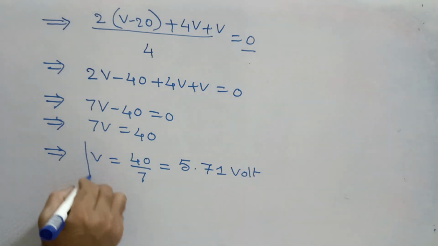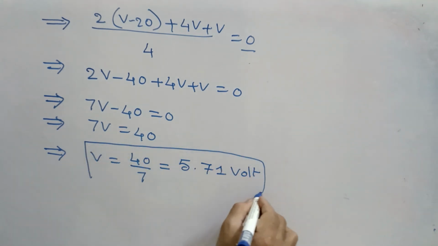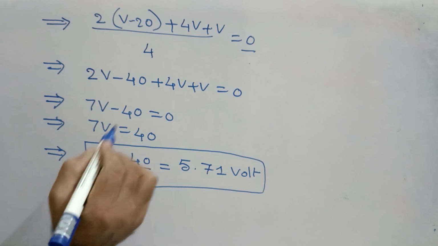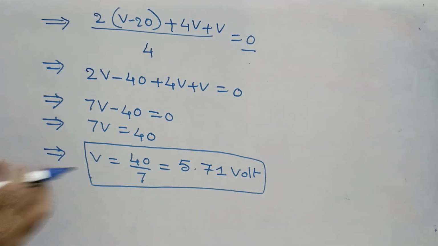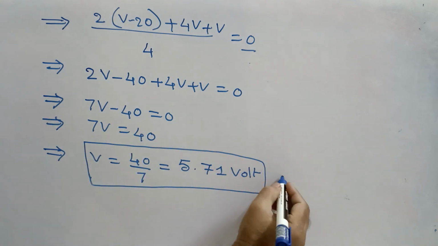So this is the answer. This is the voltage available at the point indicated in the circuit. This is the nodal voltage, and this is your answer.